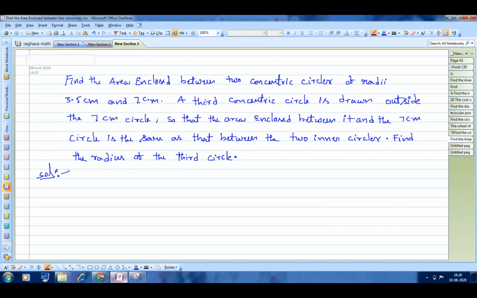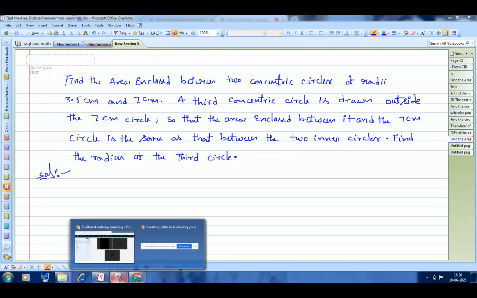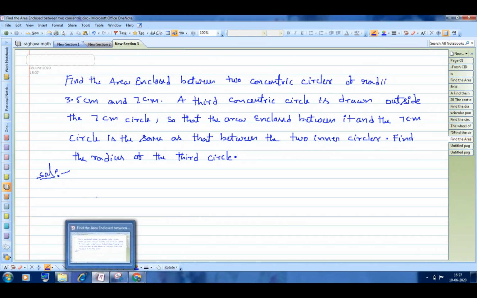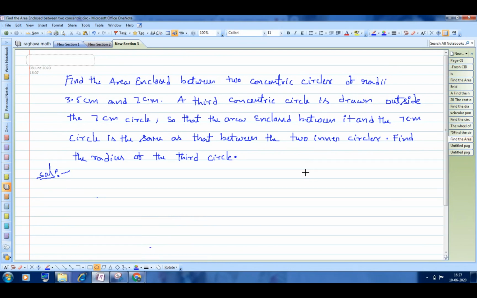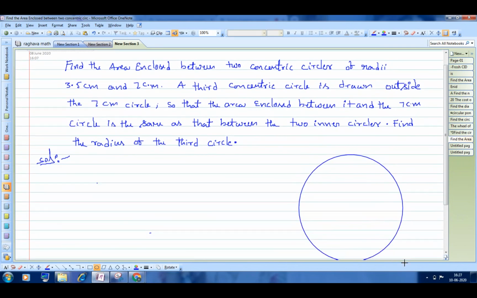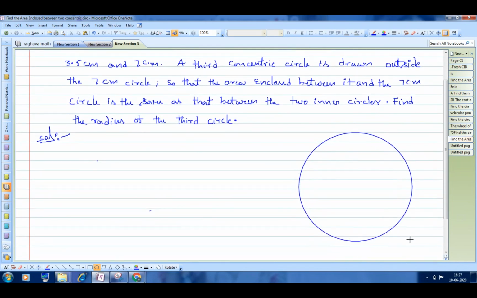First, let me know what is the given data. There are three concentric circles. I will give the given data, at least after that we can try. Anyone can explain what is the given data? How to solve? Anyone can explain?